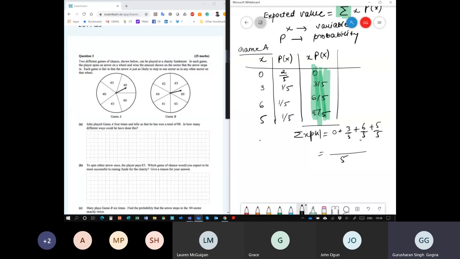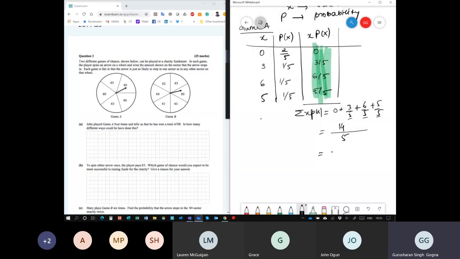So I'm just writing it this way because you can get the answer quickly. So the LCM is 5. 6 plus 3 is 9. 9 plus 5 is 14. So you'll get 14 over 5. If you want, you can change it into a decimal. So what will you get? 5 into 14, 5 eights are 40. So 2.8 euro.